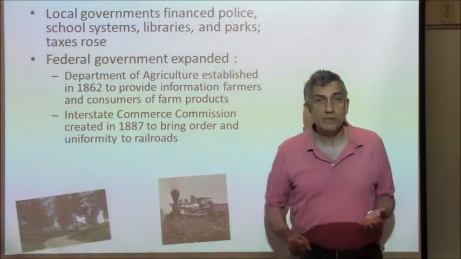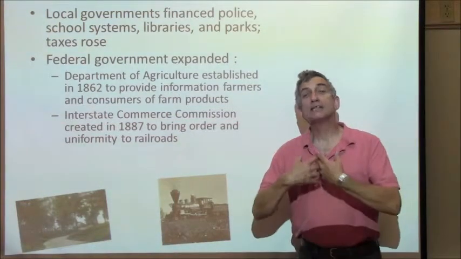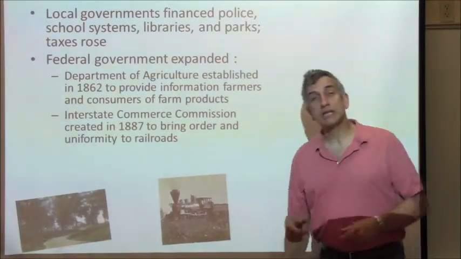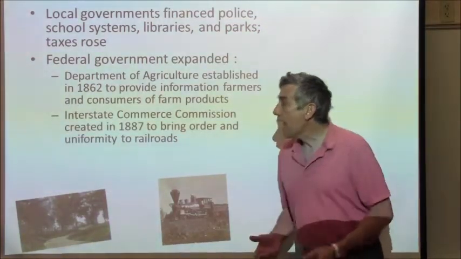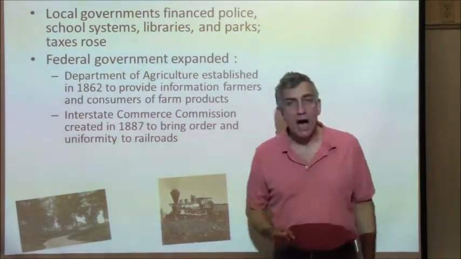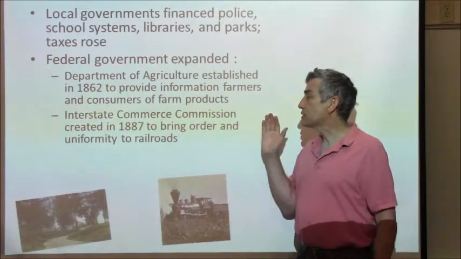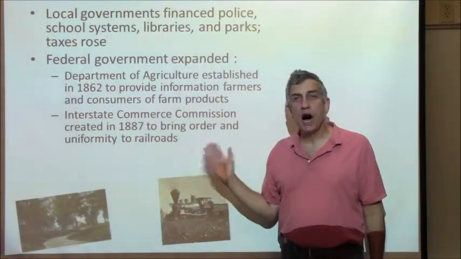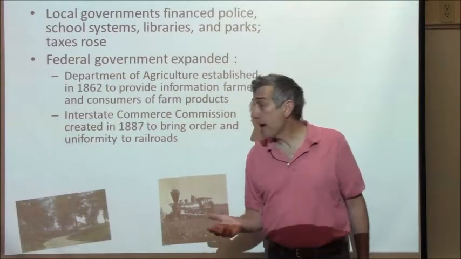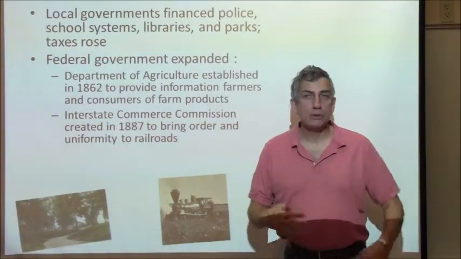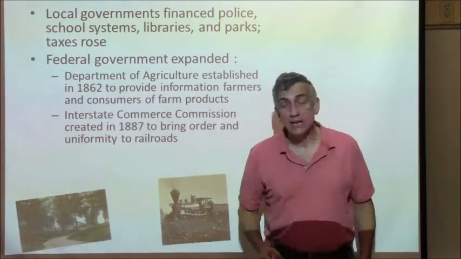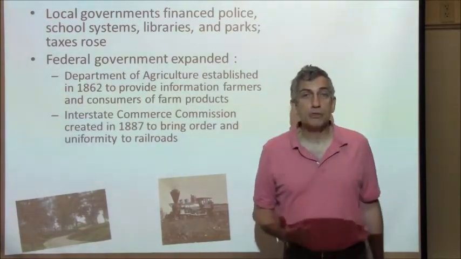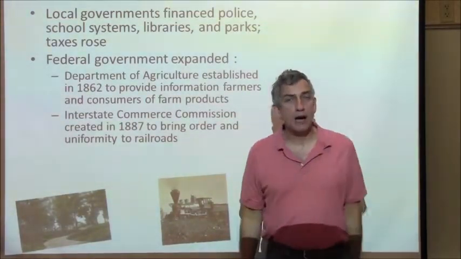The federal government is expanding. As a result of going out west, we're going to get the Department of Agriculture. The Department of Agriculture is going to come along, and we're also going to get the Interstate Commerce Commission, which is a direct result of the farmers' movement that we're going to call populism. One of the things the populists wanted was government regulation of the railroads, and they're going to get that in 1887 with the Interstate Commerce Commission, which is going to pass the Interstate Commerce Act.